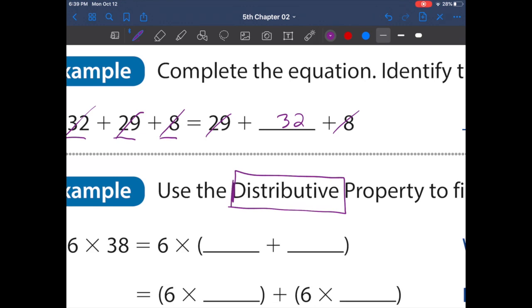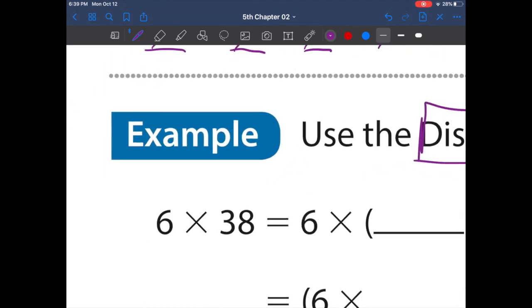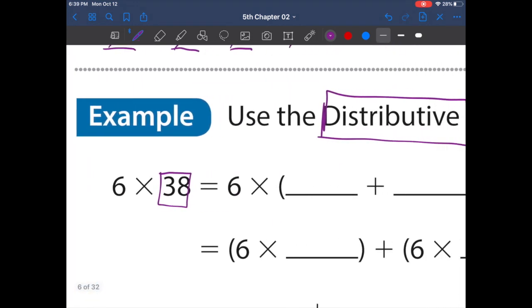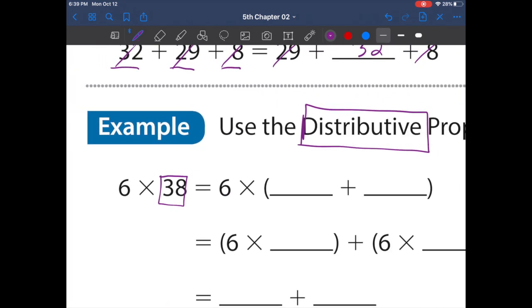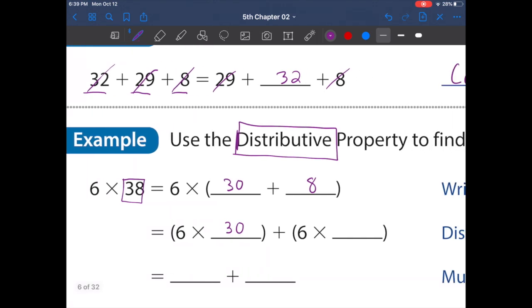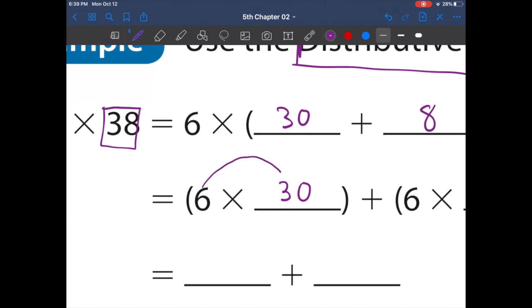Okay, let's try another one. Now we're going to use the distributive property. All that means is we're going to try and break up some numbers. So let's see. This is the original problem. 6 times 38. Now this might look hard, but all I want to do is break up this 38 into 2 easy numbers for us to multiply. So what I want to do is I'm thinking maybe 30 plus 8, because then I can multiply a little bit easier. So let's see. I'm going to put 6 times 30 plus 6 times 8, and I can add these ones together.